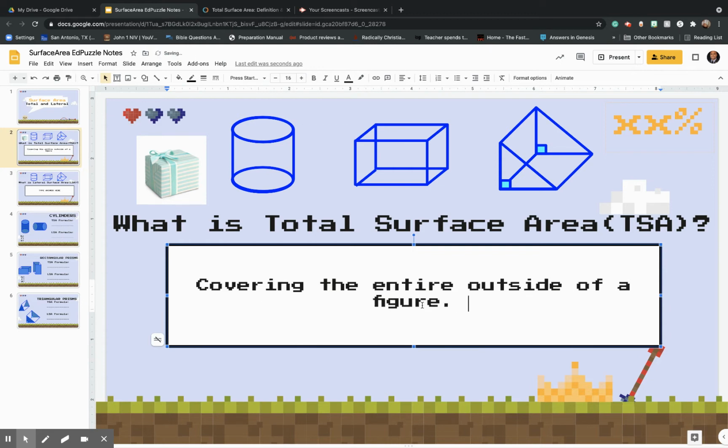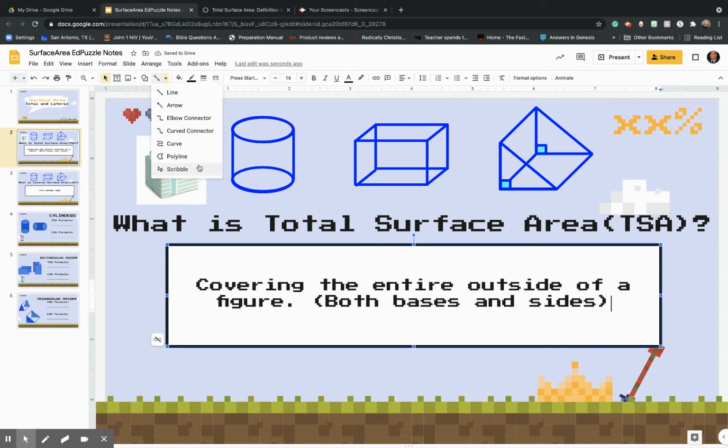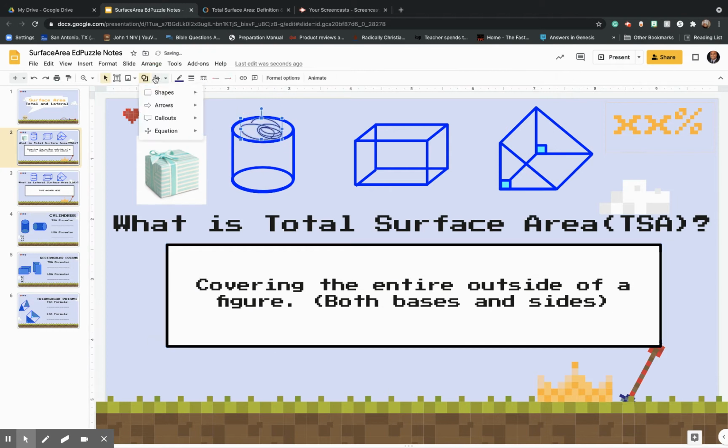In parentheses, I just want you to know mathematically, that means both bases and sides. As an example on this one here, and I'm going to use the scribble key so you know what I'm talking about, that would mean the top of the cylinder, that would mean the bottom of the cylinder, but that would also mean the sides of the cylinder all the way around. And I'm going to change that to red just so it's a little more obvious. So it's covering all of it. That is total surface area. And we could do the same with rectangular prisms and triangular prisms.